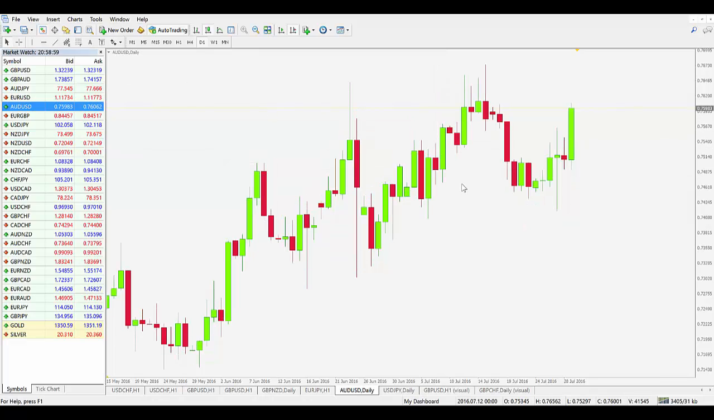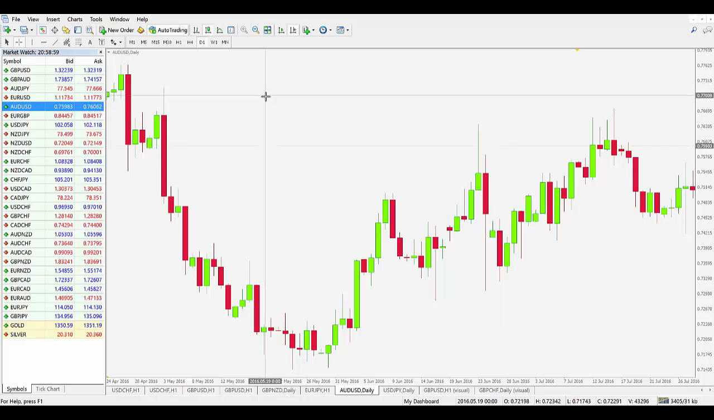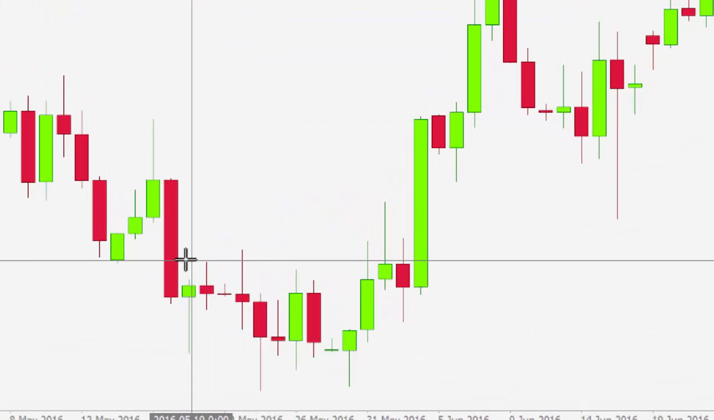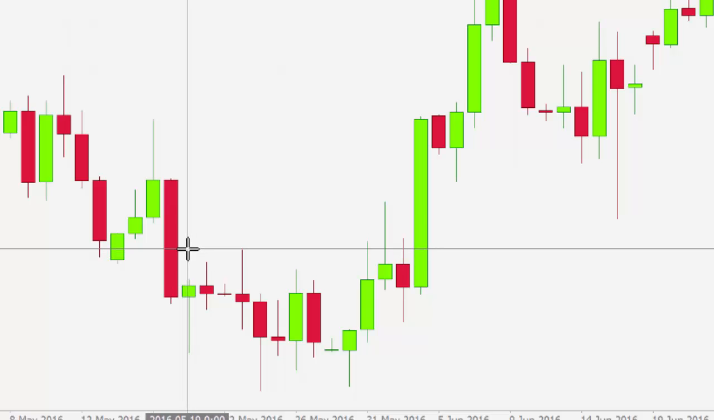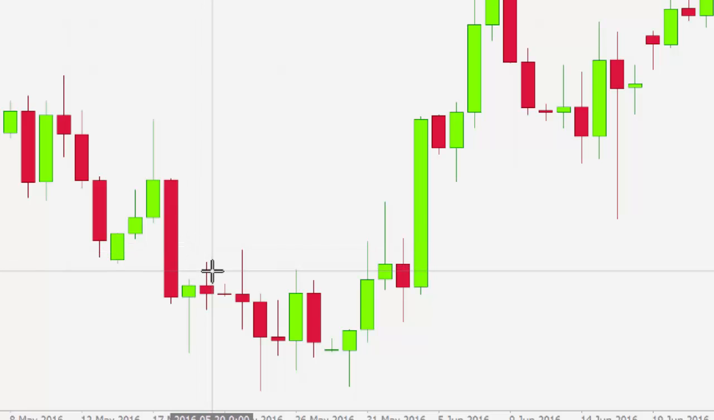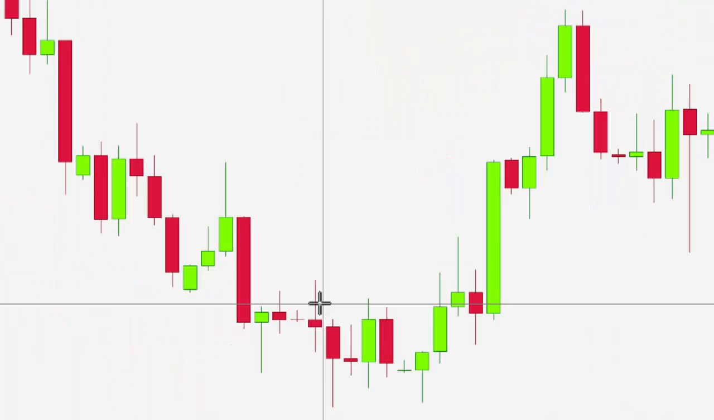AUD USD, I want to show a losing trade. So that would have been an opportunity there. Entry, only got up to 11, only got up to 17 on there, and then price went back down 62 pips and stopped the trade off there. So that would have been a loser.